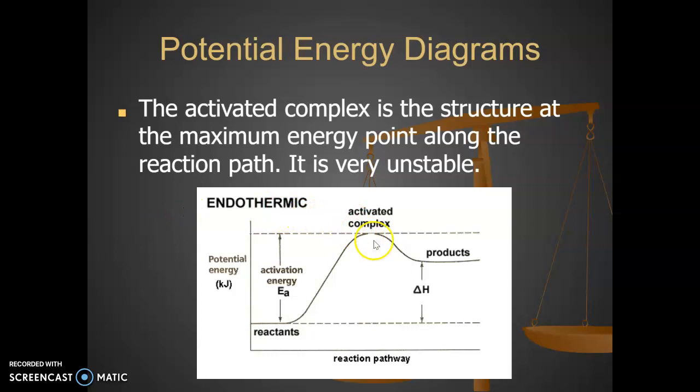The activated complex, which is labeled right here, again, this is that same energy diagram we were looking at a few slides ago. This is the structure at the maximum energy point along the reaction path, and it's very unstable. It's kind of like the in-between as we're going from our reactants to our products, and it will typically be about halfway through the reaction.